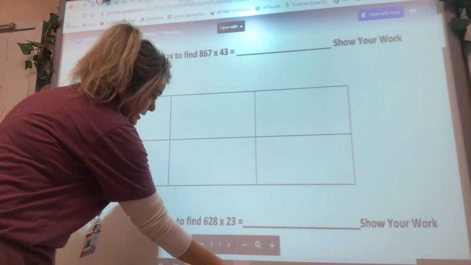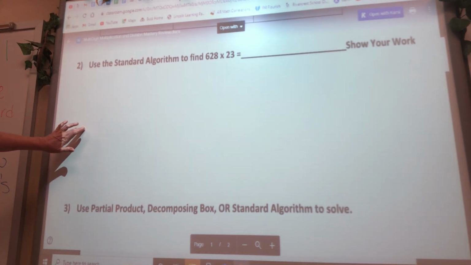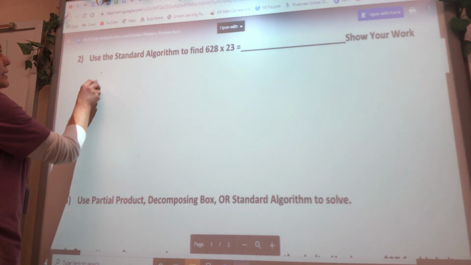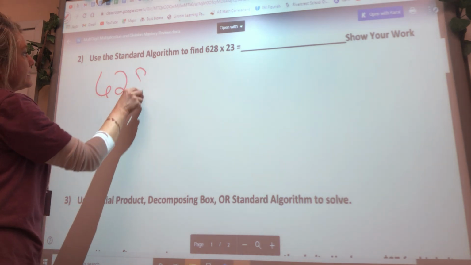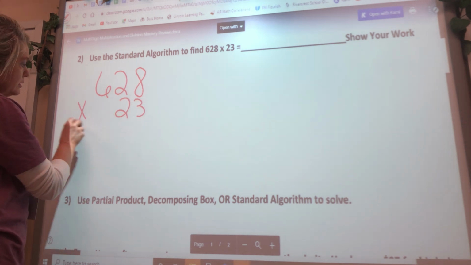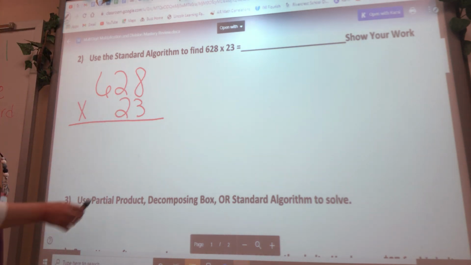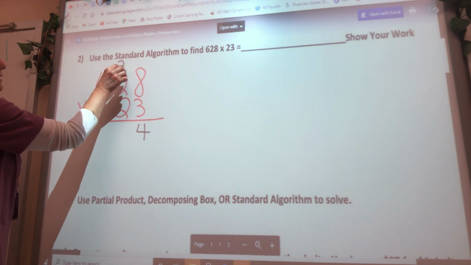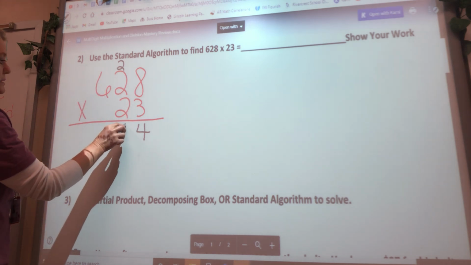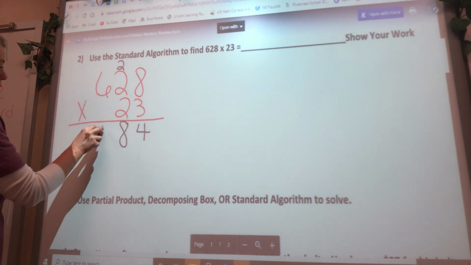Okay, on the next one. On this one it says I'm going to use standard algorithm to find 628 times 23. So I have 628, remember we always put the largest number on top, times 23. Okay, 3 times 8 is 24, so I carry my 2. 3 times 2 is 6, plus the 2 is 8. 3 times 6 is 18.